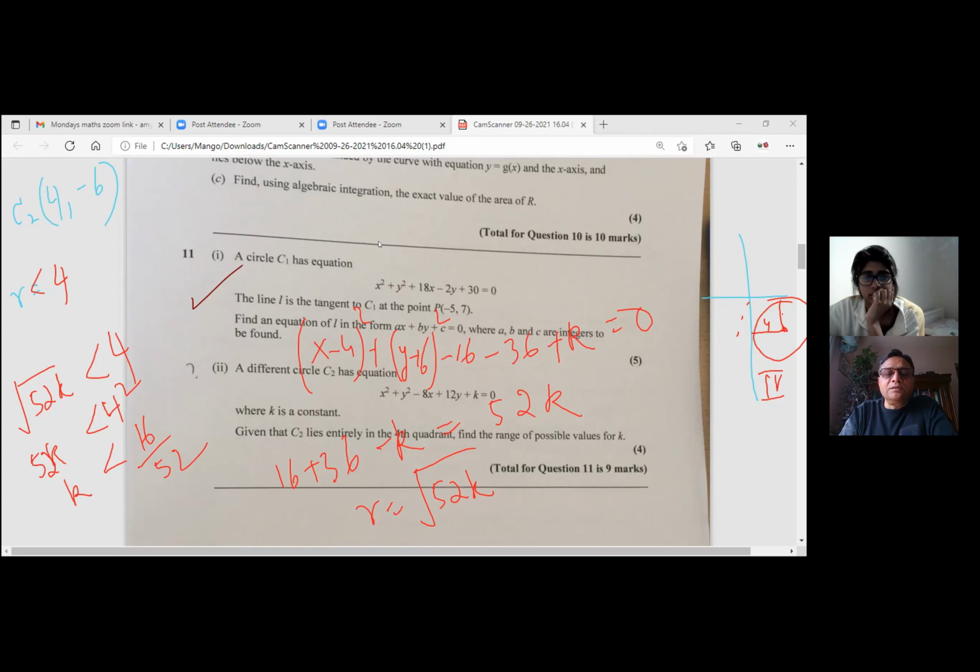Now, because radius is always positive, we cannot have this. So how much do you get as the decimal answer? Well, we could divide by 4 and write 4 over 13. That's fine. 0.3. Correct. 0.3, yeah, or approximately 1/3, right? Slightly more than 1/3. So that becomes the value of k. So the range for k will be this much, correct? Okay.